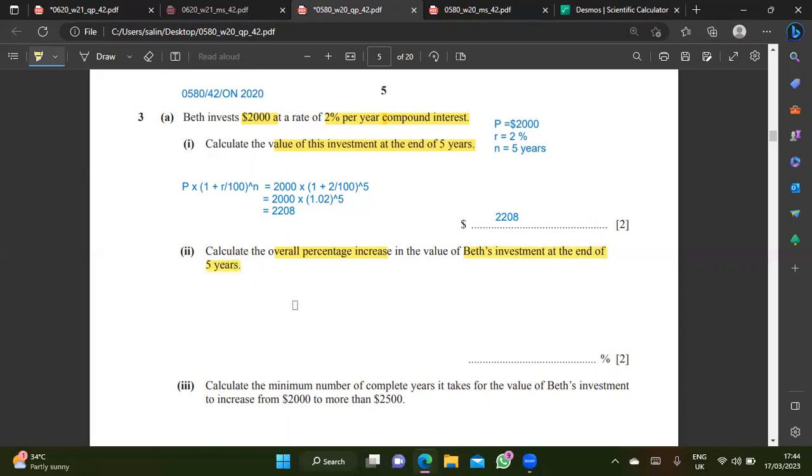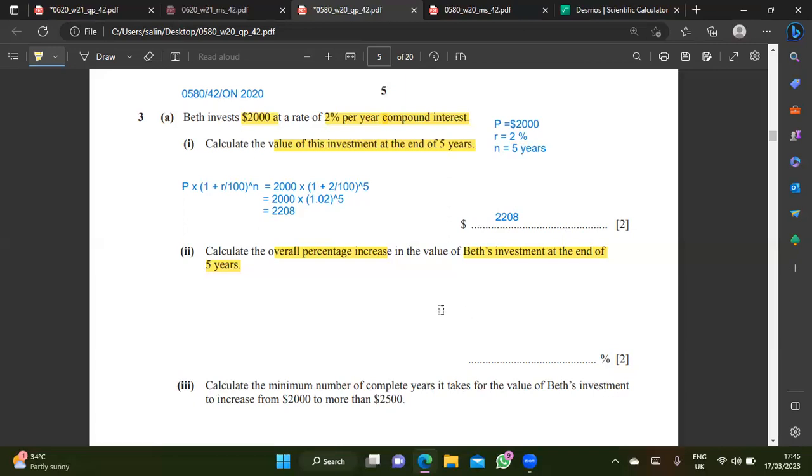Okay. So for this type of question, you have to be able to understand what they want from you. Okay, let's read the question again. Calculate the overall percentage increase in the value of Beth investment at the end of 5 years. Okay, percentage increase. So we start from 2000. And how much is the investment after 5 years? 2208. So what you need to do here is just take the difference, yeah?